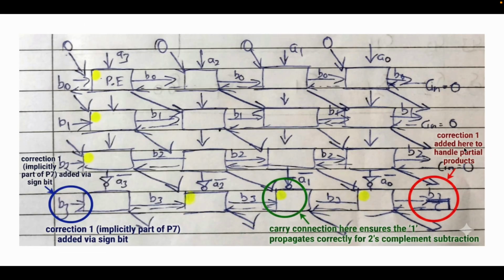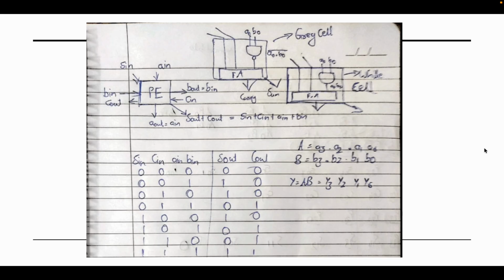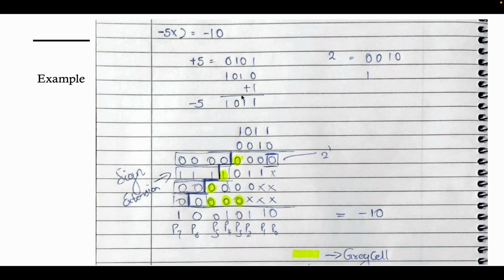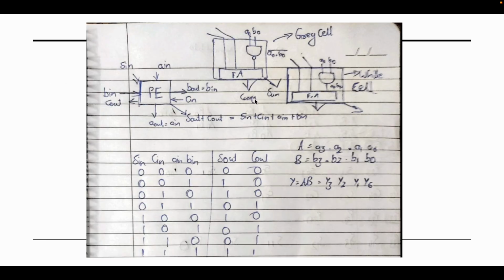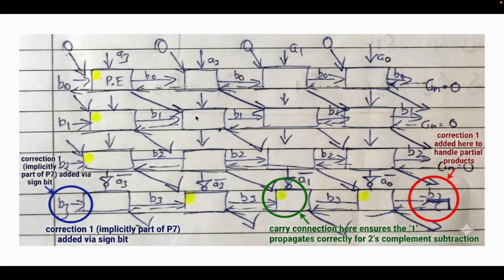See, here is the correction that you can observe. Here we are adding correction to handle partial products. Carry connection here. See, this is the carry connection that we are giving from one full adder to another. It ensures the two's complement for subtraction. That means when we are adding here, this also is required, right? Plus 1. So that is why we have added that. And correction 1 implicitly for adding the sign bit. That is for P7 to require, we need to give a constant 1.